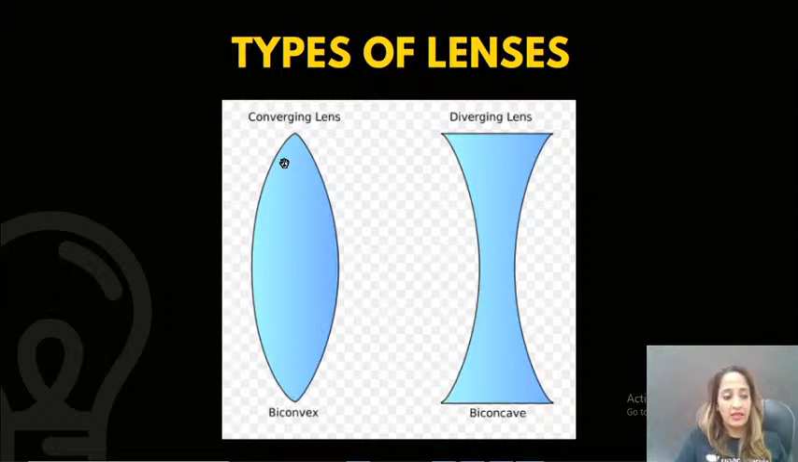So why are biconvex lenses called converging lenses? And why are biconcave lenses called diverging lenses? We'll talk about that in a minute, okay. First of all, just have this in mind. What are biconvex lens and what are biconcave lens?